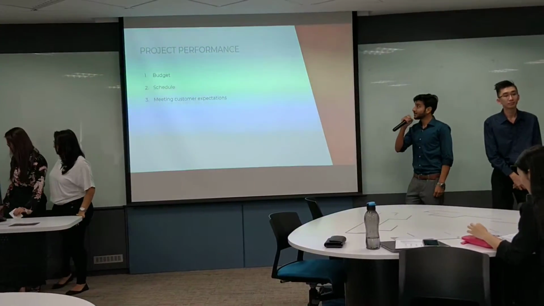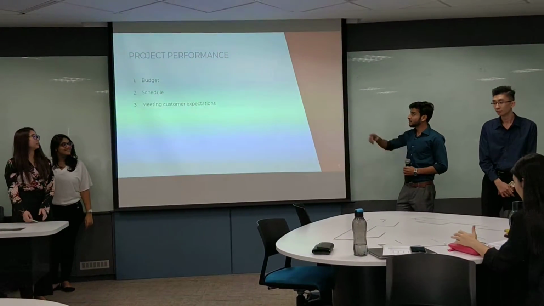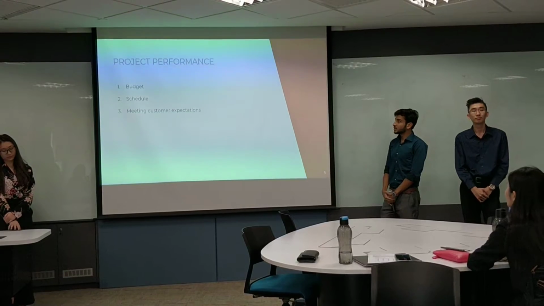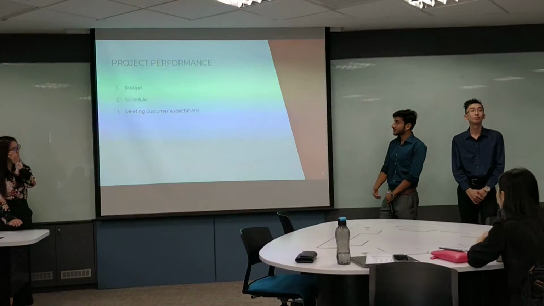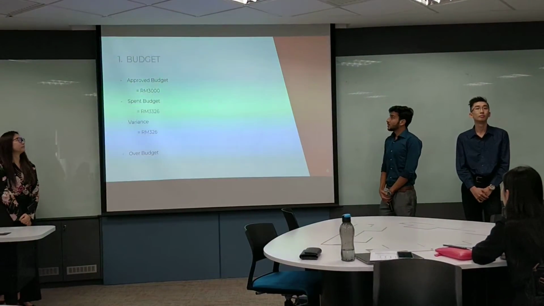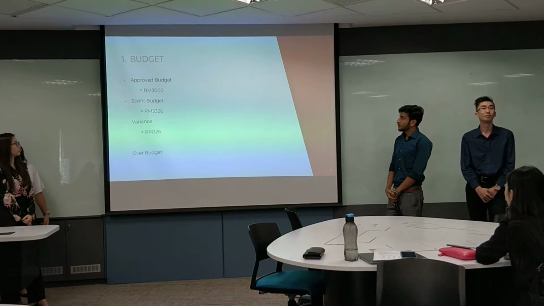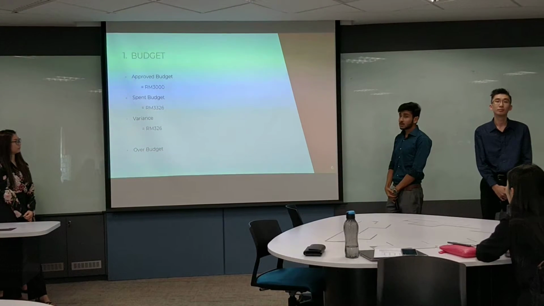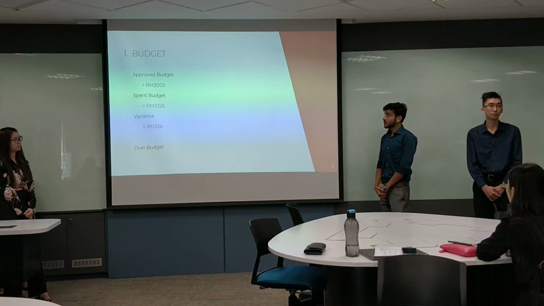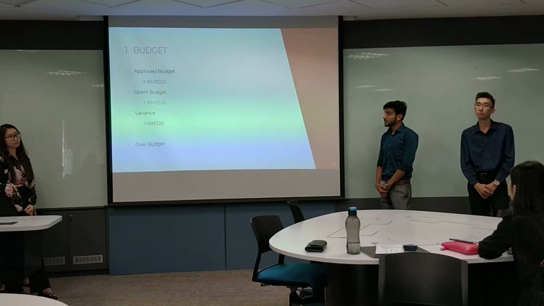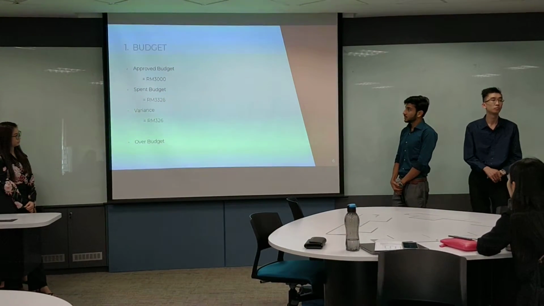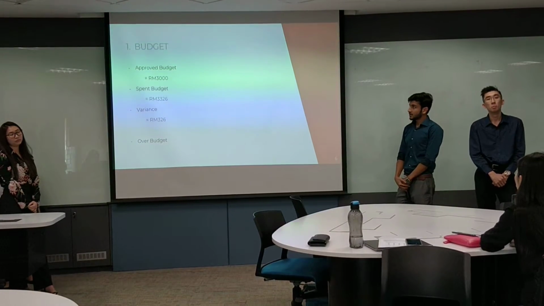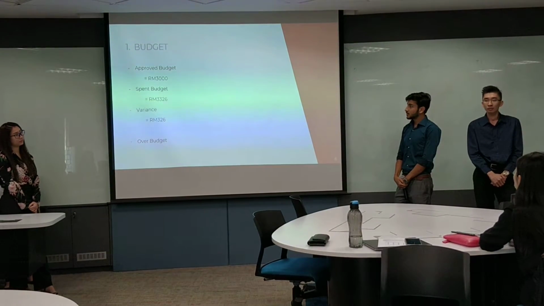Hi everyone. So basically, these are 3 criteria that we use to measure our project performance: budget, schedule, and meeting customers' expectations. So our approved budget was 3,000 ringgits, and the budget that we spent on our project is 3,326 ringgits. So the difference between the approved budget and the spent budget is 326 ringgit. So our project is slightly over budget, but it is within the 10% range, so it is acceptable.